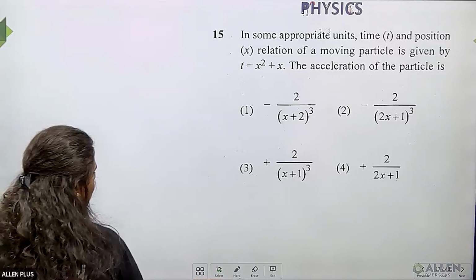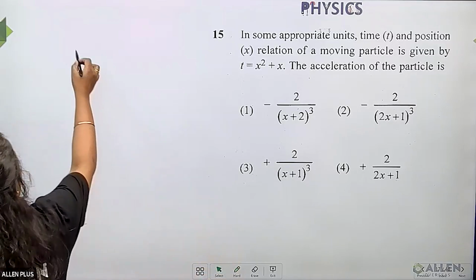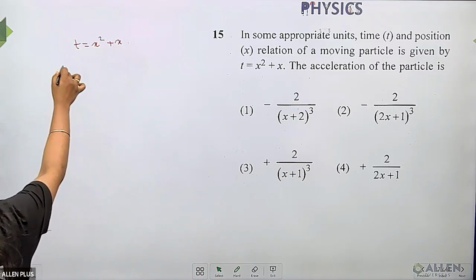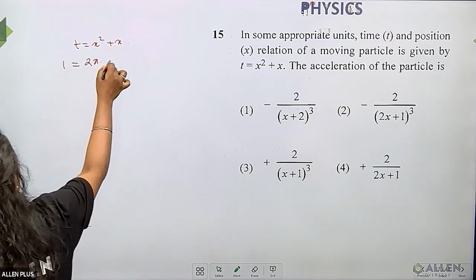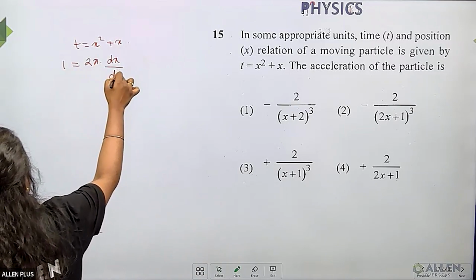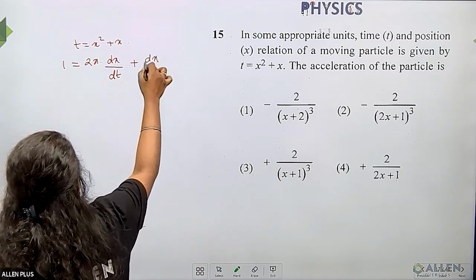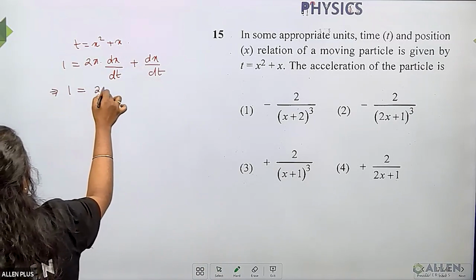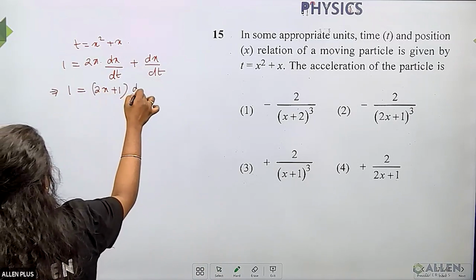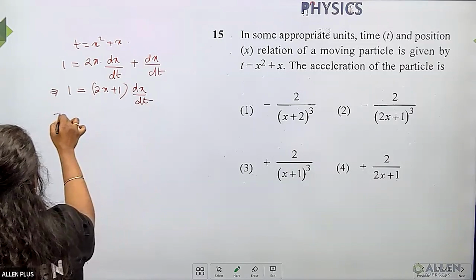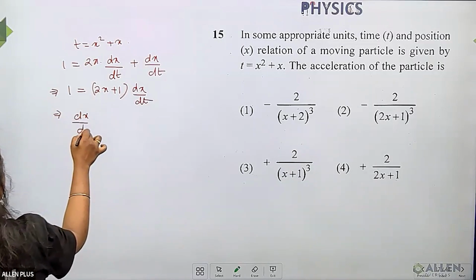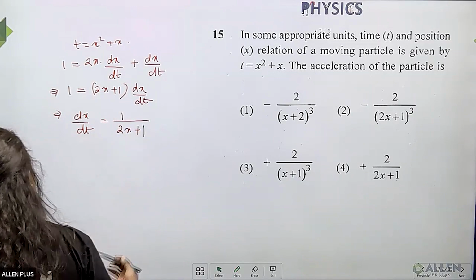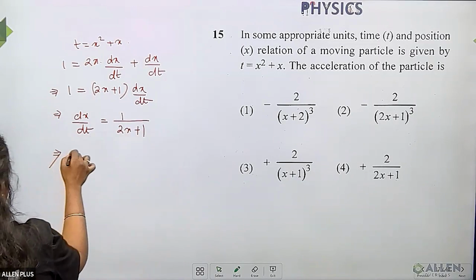Okay. So the value here is t is equal to x square plus x. So I can say 1 is equal to 2x into dx by dt plus dx by dt. I can say 1 is equal to 2x plus 1 into dx by dt, or I can say dx by dt is equal to 1 divided by 2x plus 1. Differentiate this once again to obtain acceleration.